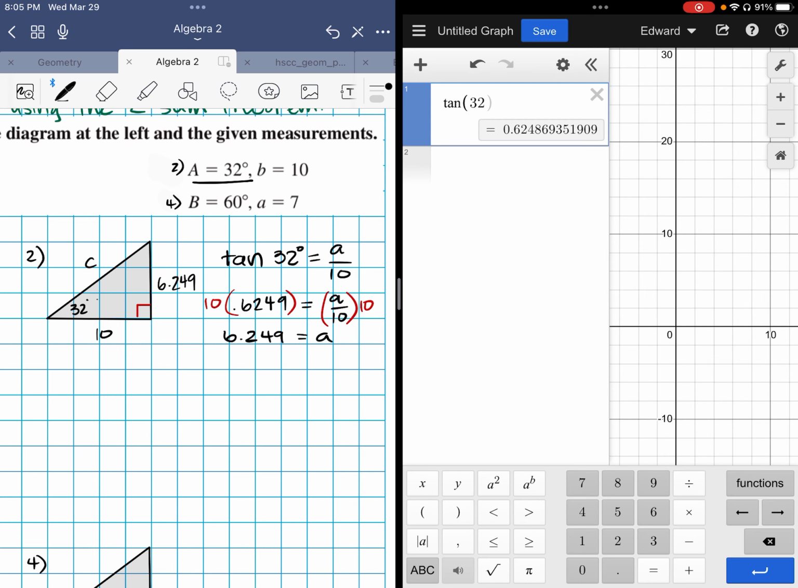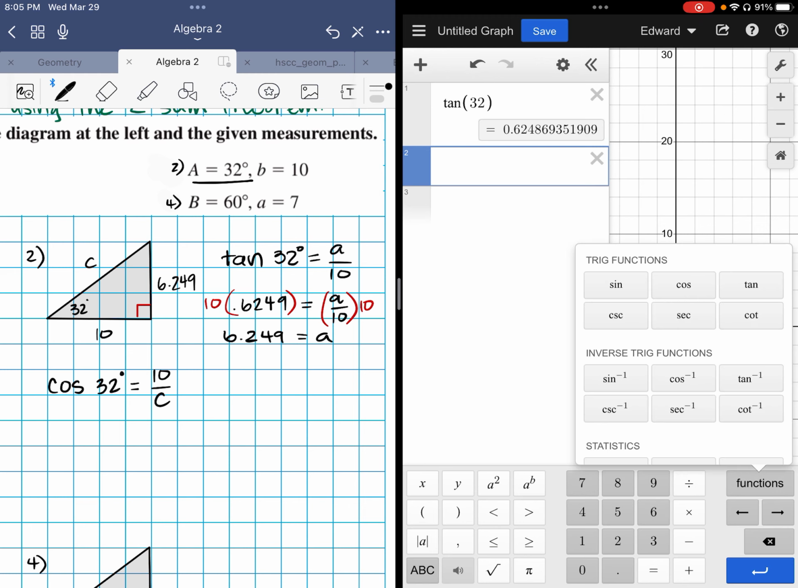All right, next, let's find C. So now C is the hypotenuse, so I'm going to use the hypotenuse and the adjacent leg. The hypotenuse and the adjacent leg usually means we're using cosine here, so I'm going to write down cosine of 32 degrees is equal to, the hypotenuse goes in the denominator, and the adjacent leg goes on the top.